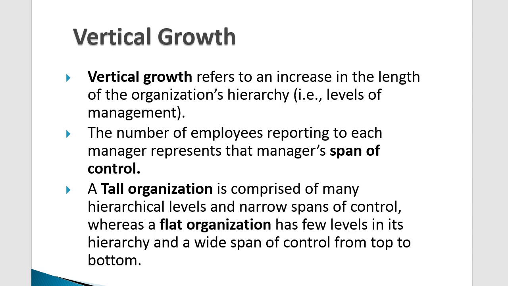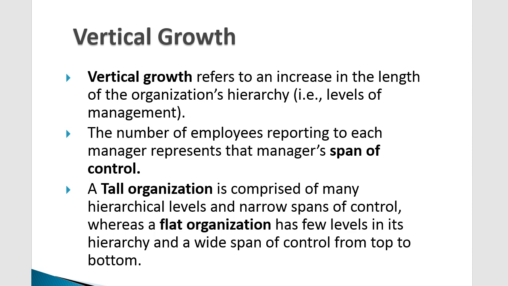Now, as businesses grow, they're going to have different needs. In the vertical growth, which refers to increasing the length of the organization's hierarchy, when we say hierarchy, we just mean the levels of management and what managers do. We're going to see the number of employees growing as the company grows, and the number of employees reporting to each manager is going to represent what we call a span of control. So the span of control is how many people the managers are responsible for managing, and what's the scope of the projects or areas that they're managing or in control of.